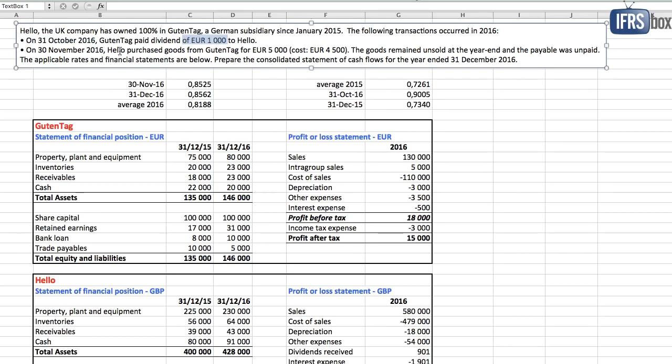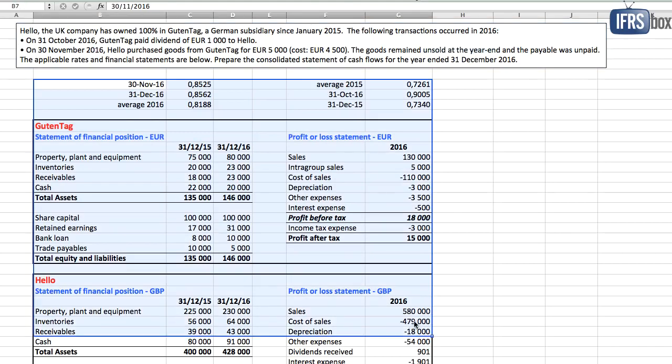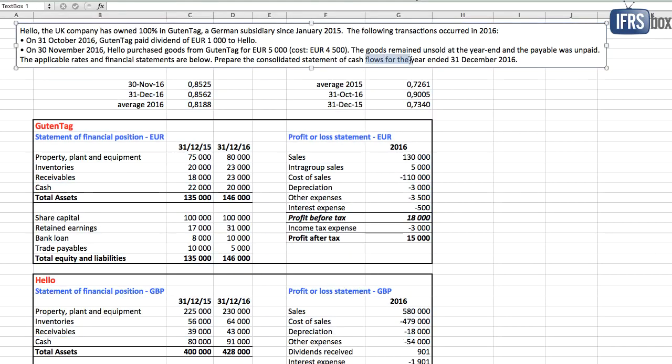On 30th November 2016, Hello purchased goods from Gutentag for 5,000 euros with a cost of 4,500, that's the cost to Gutentag. The goods remained unsold at year-end and the payable was unpaid. The applicable rates and financial statements are below. Prepare the consolidated statement of cash flows for the year ended 31st December 2016.